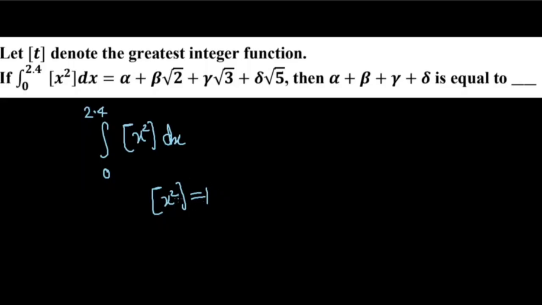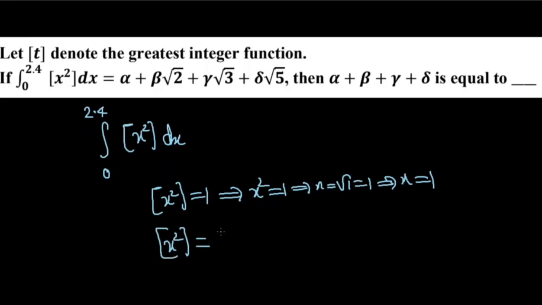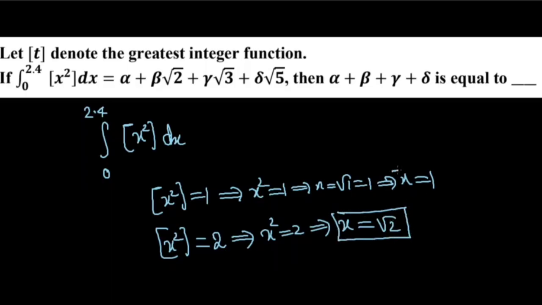At what value of input will I get 1? We will check. x square is equal to 1, so x is equal to root 1, which is 1. So I'm getting output 1 at input x equals 1. That means at the point (1, 1) the function is breaking. Now let us consider output 2. At what value of x do I get 2? x square is equal to 2, so x is equal to root 2.